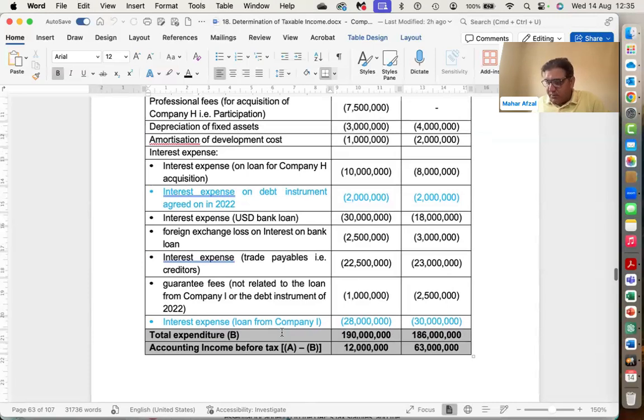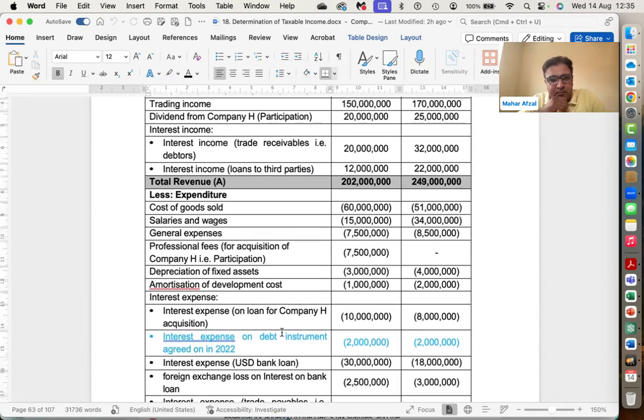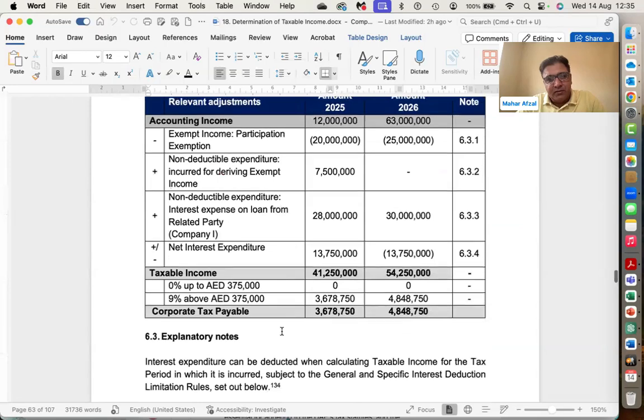12 million plus 28 million plus 1 million plus 22500 plus 2500 plus 30 million plus 10 million plus 7500 less 20 million less 12 million less 20250. 41250. Yeah, this is correct.